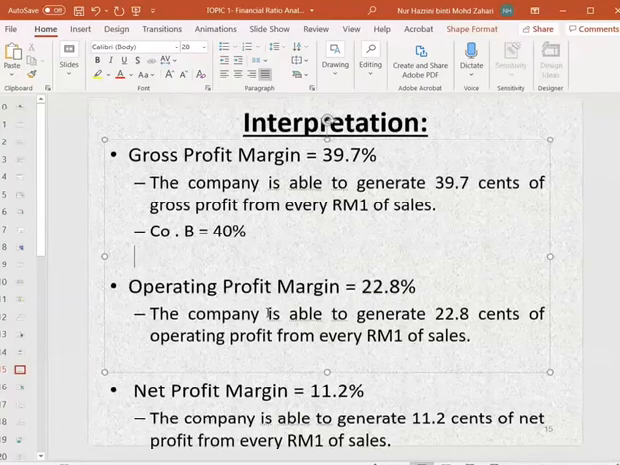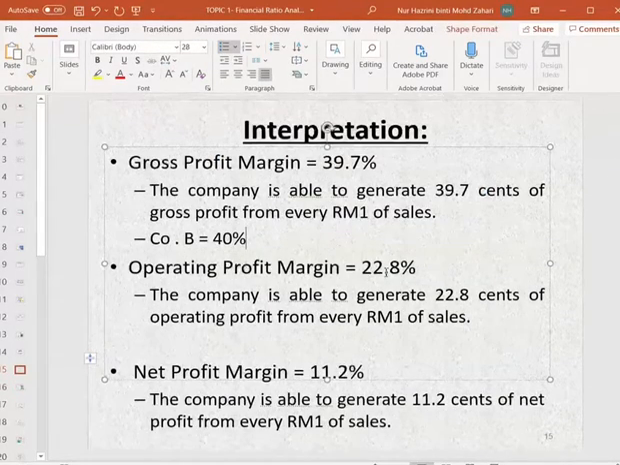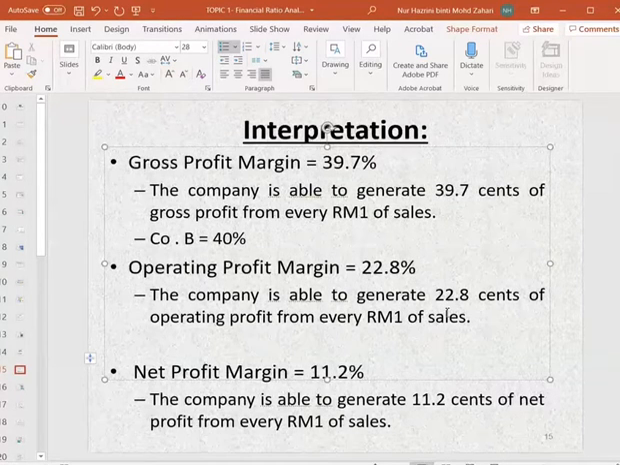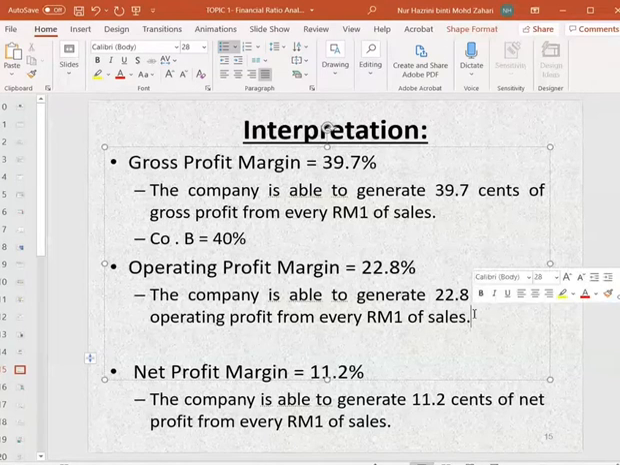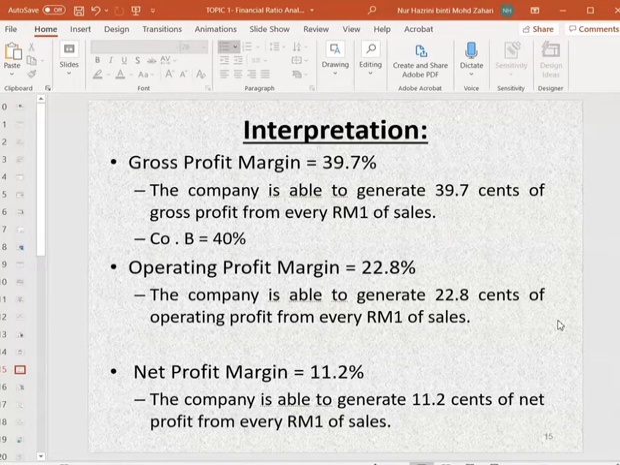For the operating profit margin, 22.8% indicates that the company is able to generate 22.8 cents of operating profit from every 1 ringgit of sales. For this one also, the higher the better. If you have another company that gets a higher operating profit margin than you, then that company is doing better.